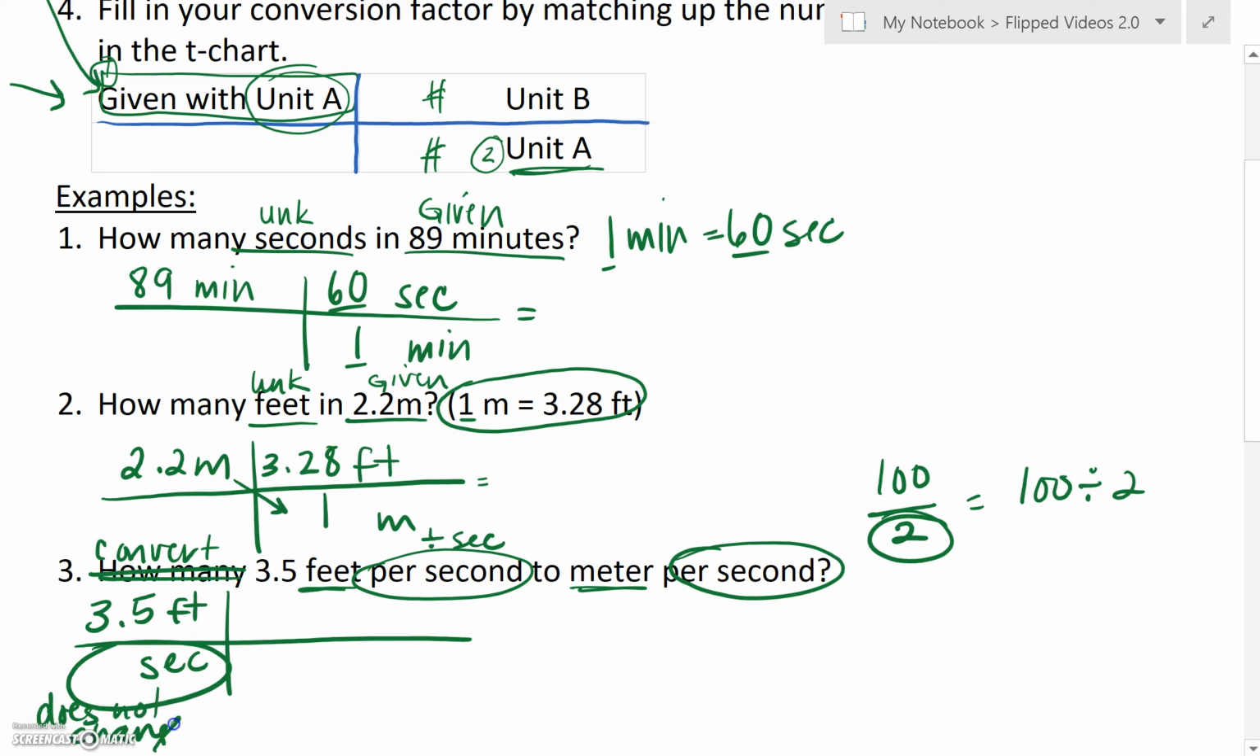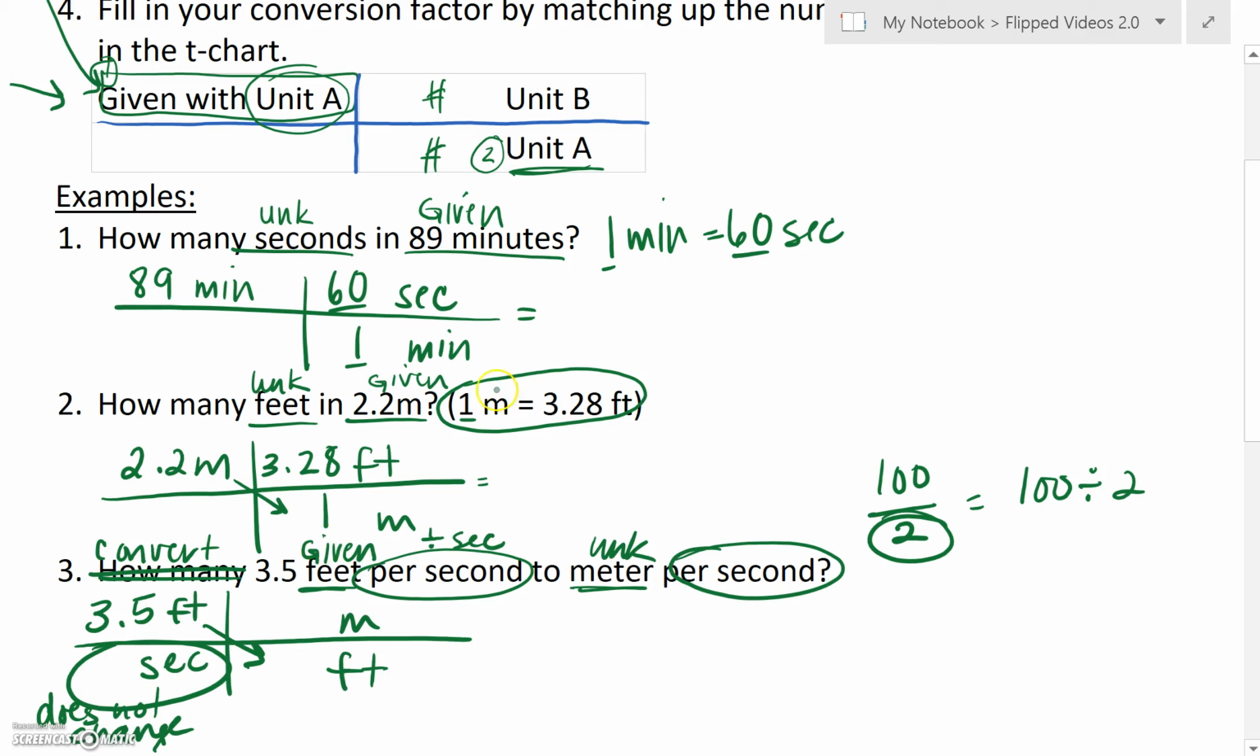So I'm just going to leave that at the bottom, but what does change is the feet part, so that's all I'm going to worry about. Again, whatever unit is up there, I'm going to bring down to the bottom and put feet. Now I want to go from feet to meter, so this is my unknown. So I'm going to put meter up there. This is my given, and that's my unknown.